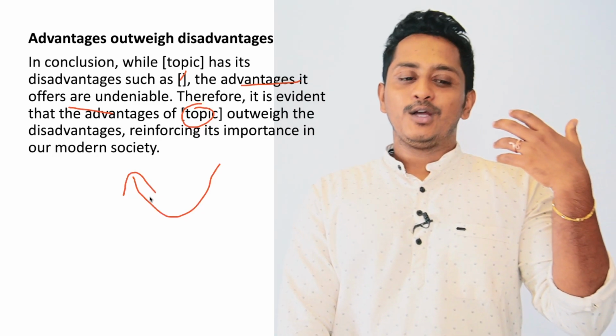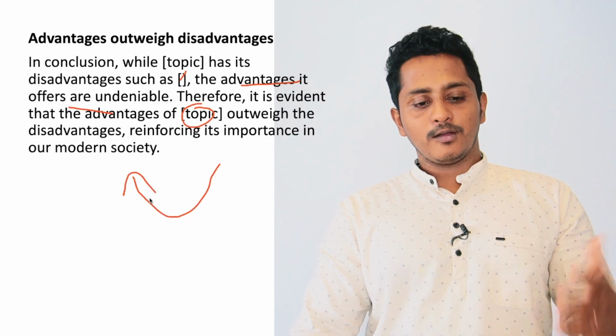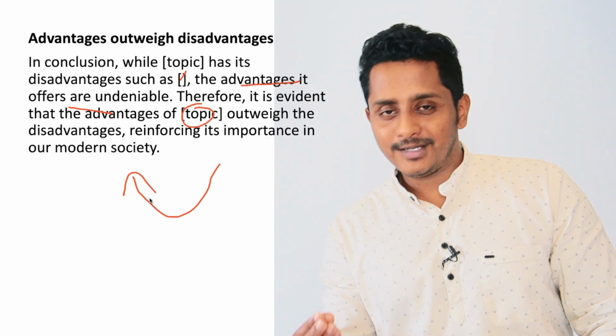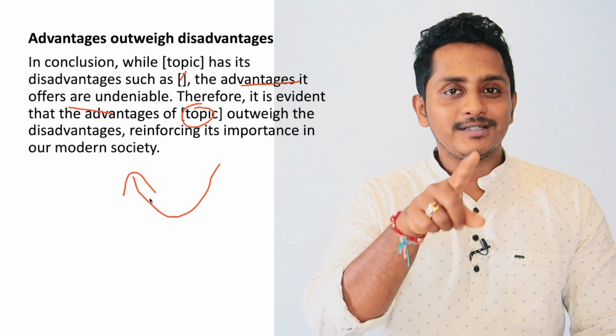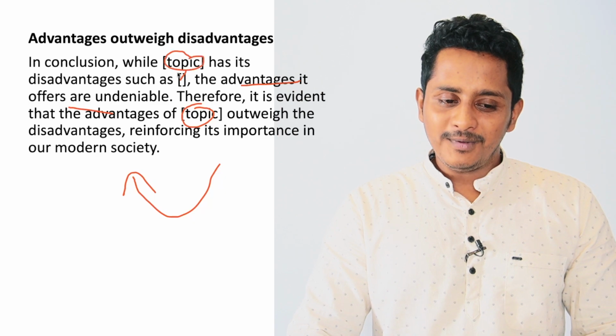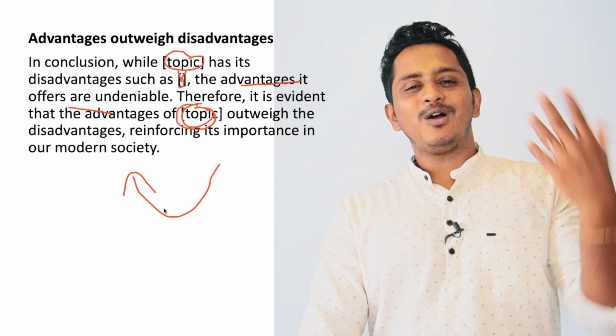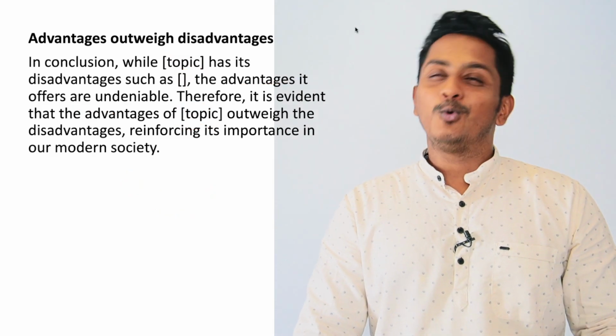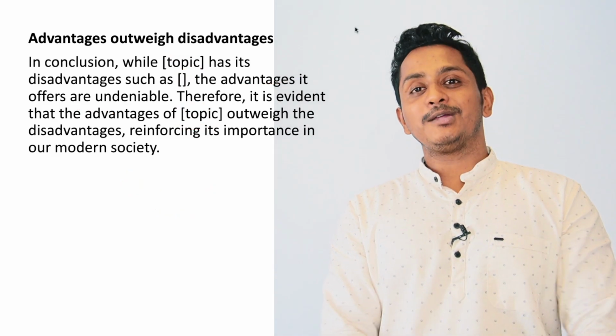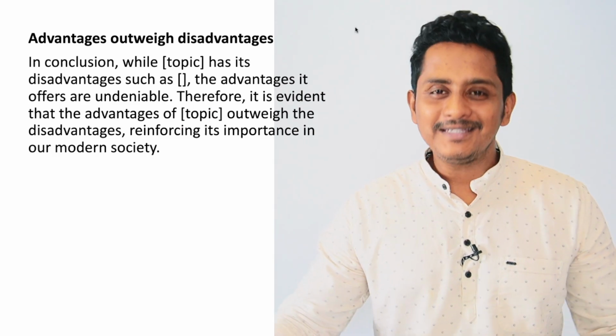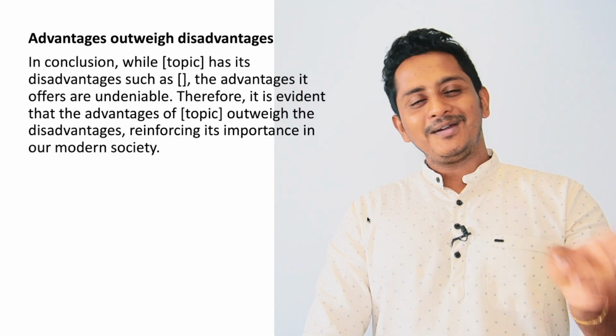The template has good grammatical structure, good coherence, cohesion, good vocabulary. All you got to fill is a few things, 2-3 words: 1 word topic, here 1 or 2 words of disadvantages, 1 word topic. It will not take more than 1 minute to write. If you don't really know how to write a conclusion, and you're worried, just follow this. Easy peasy, done and dusted. So this is for advantage, outweigh, disadvantage.